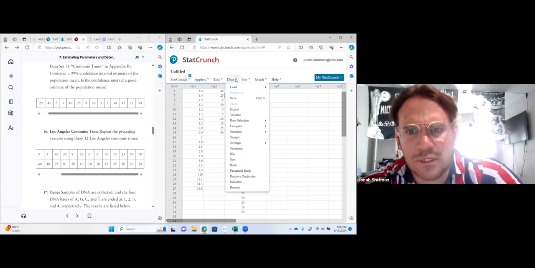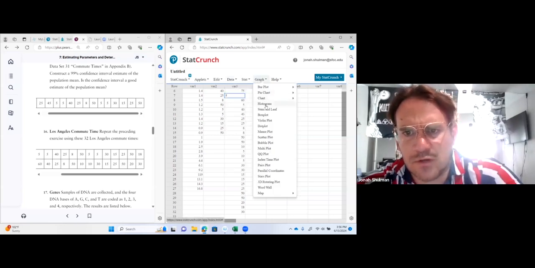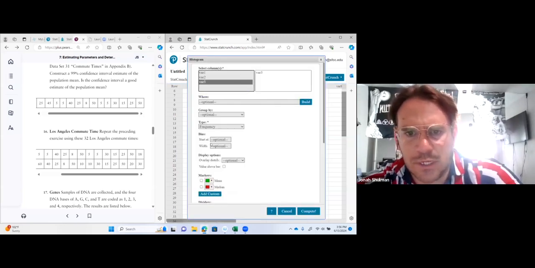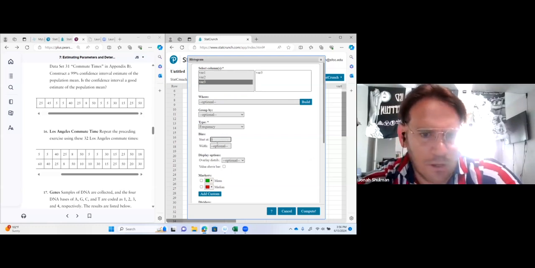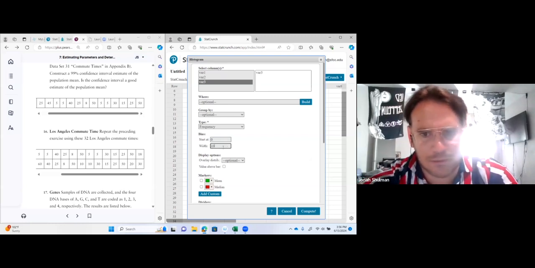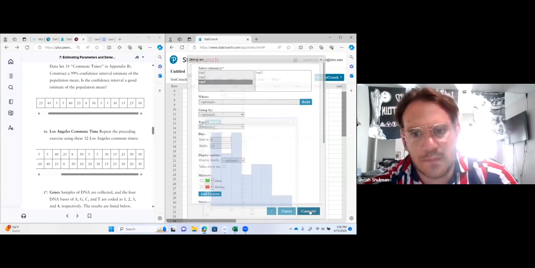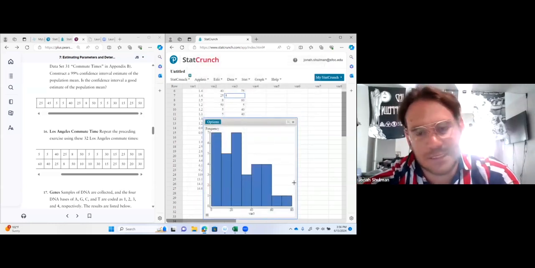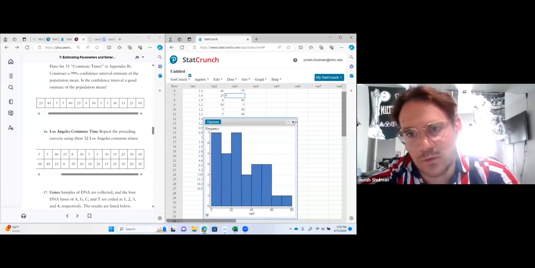First thing I'm going to do is graph the histogram of this. Variable 3. I'm going to start this at 0, since we're going all the way up to like 60 or something, and make the bins 10 each. Compute. Still right skewed, but we have over 30, so we can do it.